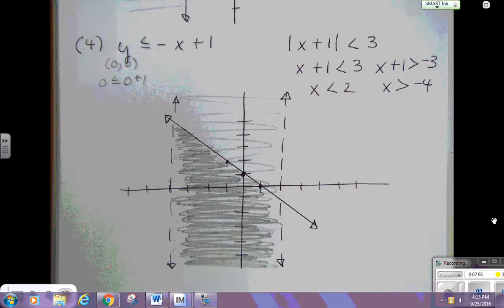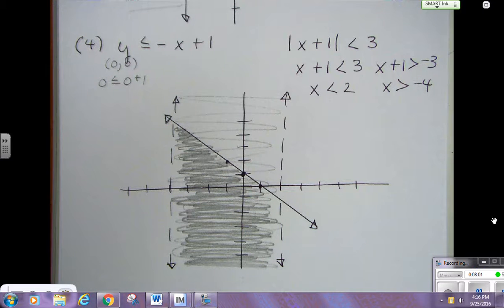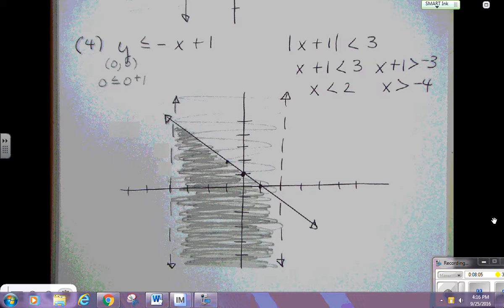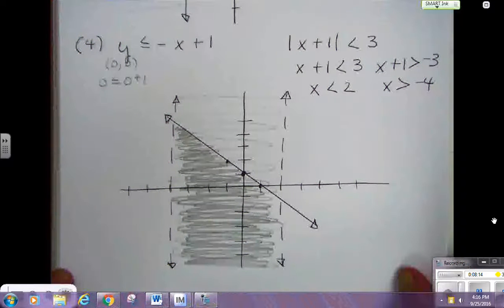Okay, so let's try one more. Let's do number 5. And 5 is 3 inequalities as well. So remember, make sure and draw all 3 of those lines long enough so that they'll intersect. So you go ahead and start it. I'm going to work on it up here, and we'll see what everybody gets.